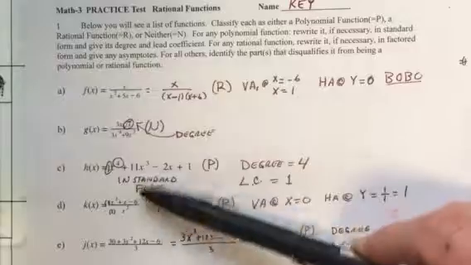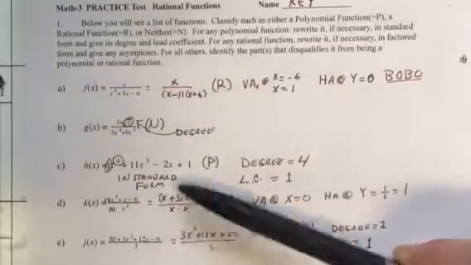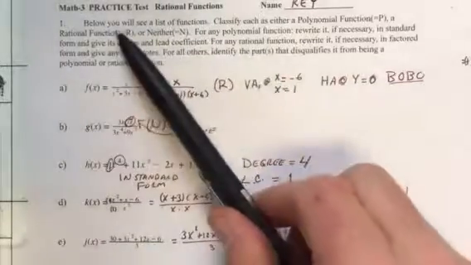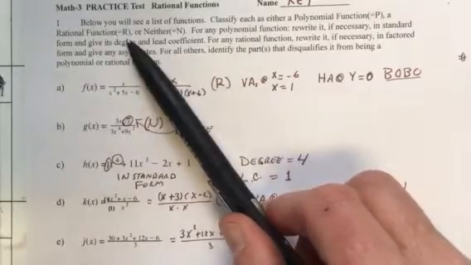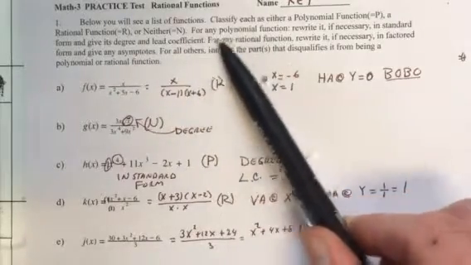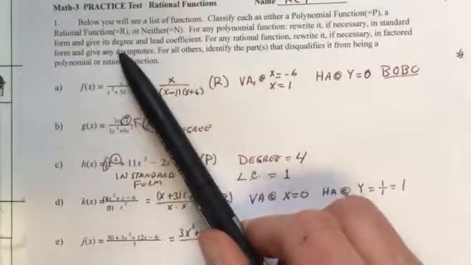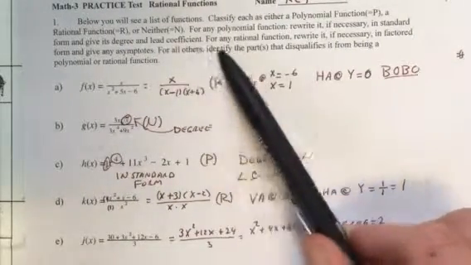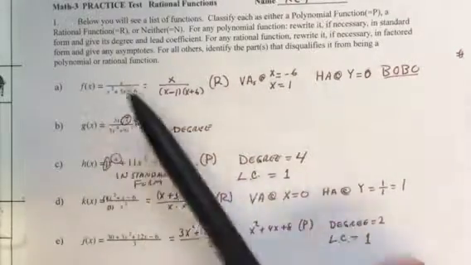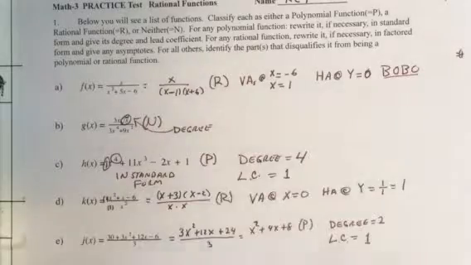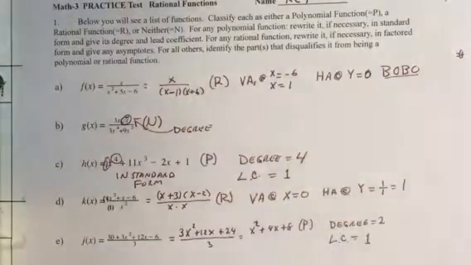As you scan the page here, you'll see that we've got some potential rational functions, some polynomials, and some that are neither. So it says classify each, whether it's a polynomial with a P, rational with an R, or a neither. For any polynomial, rewrite it if you can in standard form. Give its degree and lead coefficient. These are really important things. For any rational function, rewrite it if necessary in factored form and give any asymptotes. That is also very important. Don't forget, vertical and horizontal. For all others, say the part that disqualifies it.